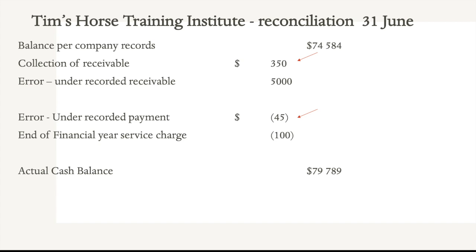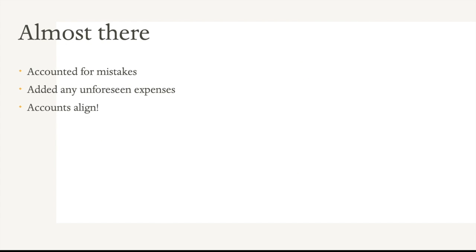He had to pay his end of financial year service charge, and Tim spotted a mistake in recording the wrong amount received from selling one of his horses. The reconciliation of these points has accounted for the difference in our company's records and should give us an actual cash balance equal to what we got in step 1. After accounting and reconciling for errors, unforeseen account additions, and, although not seen in Tim's accounts, NSF checks, your cash balance should equal the company's records.